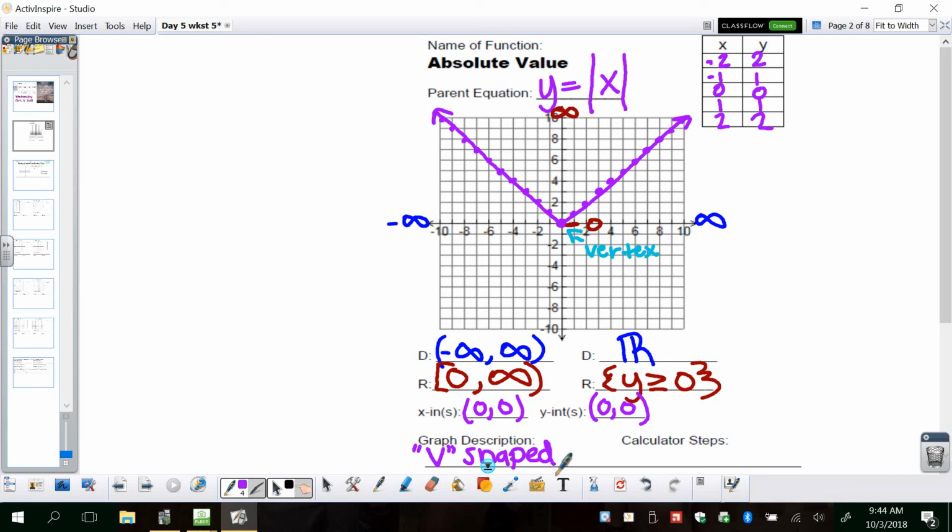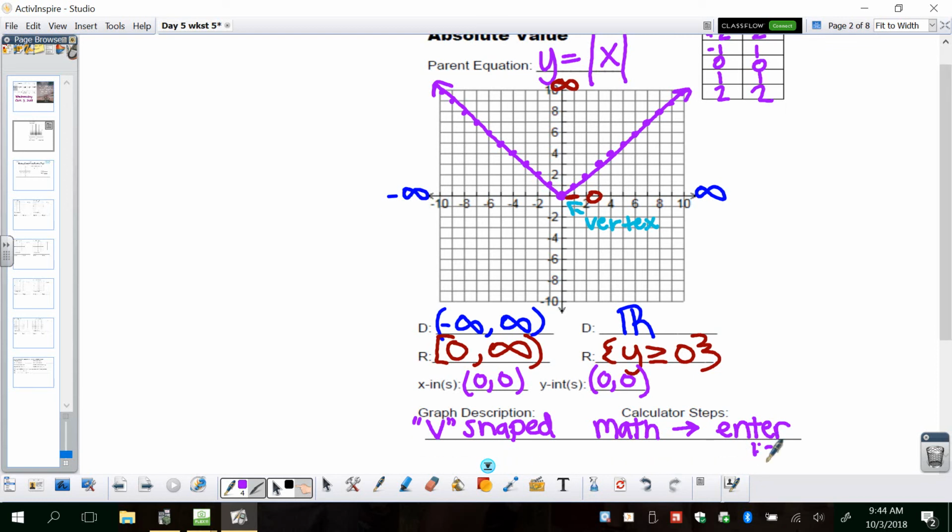Okay, and then your calculator steps, what did we do? We hit math. Then what? Then the right arrow. Then what? We hit enter. The reason we hit enter is because it had a number 1 and it said ABS with a parentheses for absolute value. You could also hit math right 1 because that's why the absolute value had that number 1 in front.